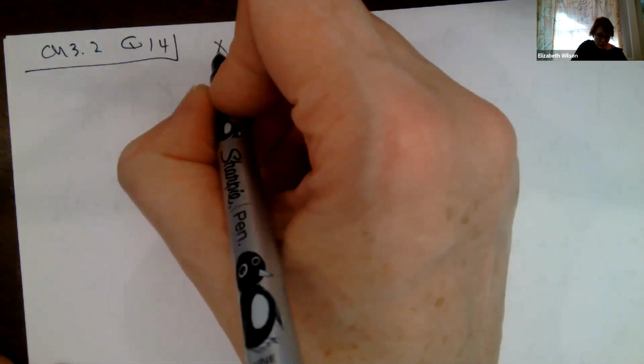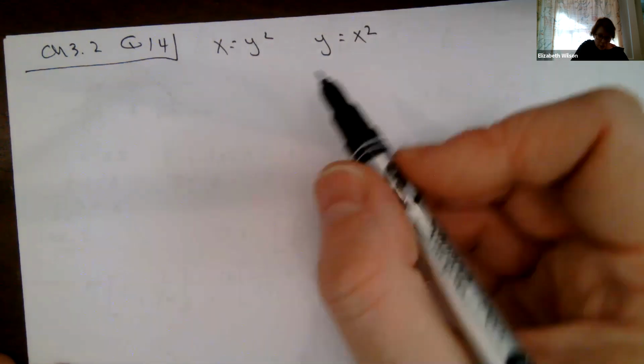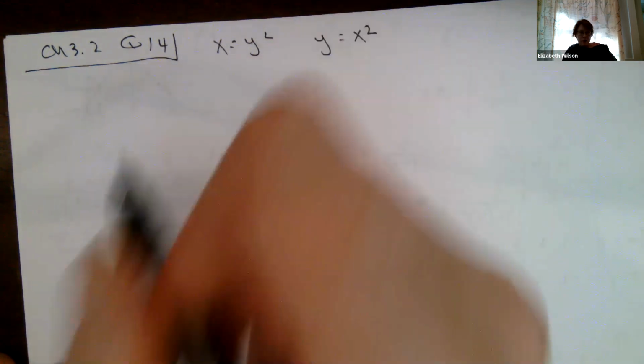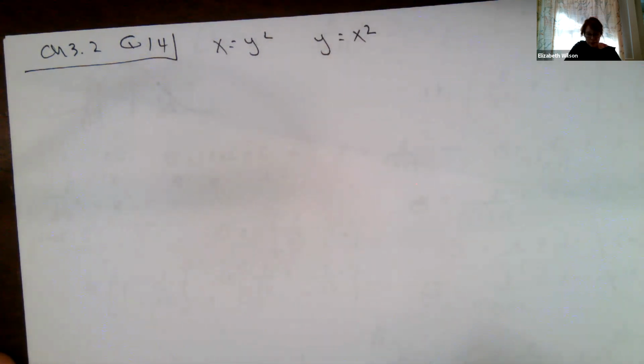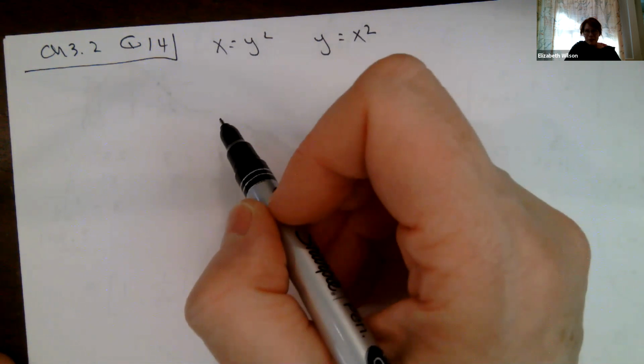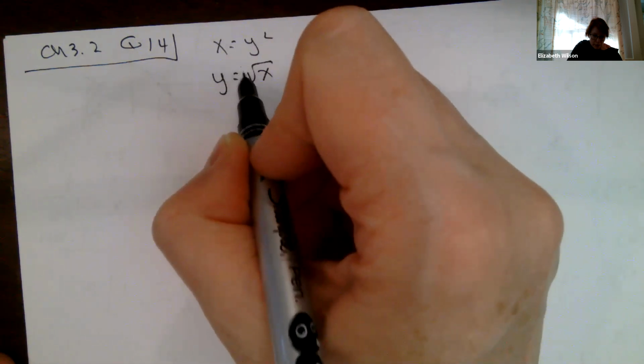Okay. So this is chapter 3.2, question 14. This one says we want to find the area between the curves of x equals y squared and y equals x squared. First thing I'm going to do is solve this in terms of dy or dx. It doesn't matter. I'm biased towards dx. So I'm going to solve this for y equals radical x, which is plus or minus radical x.